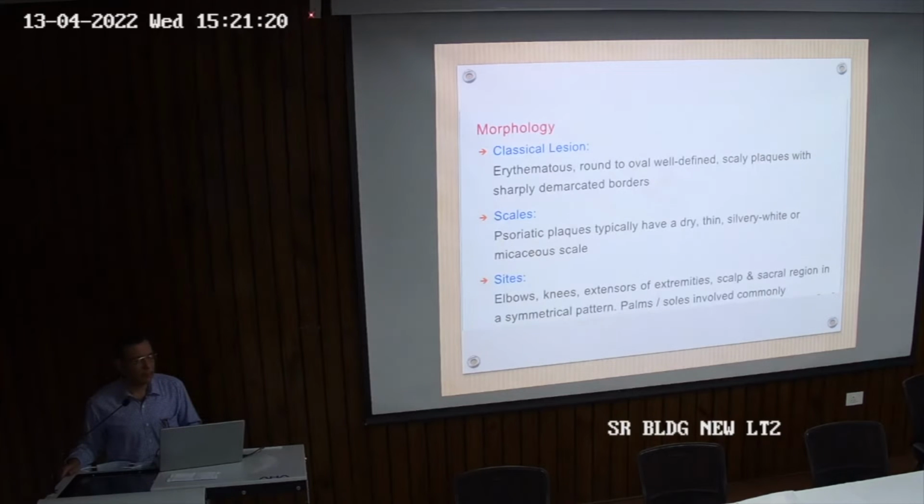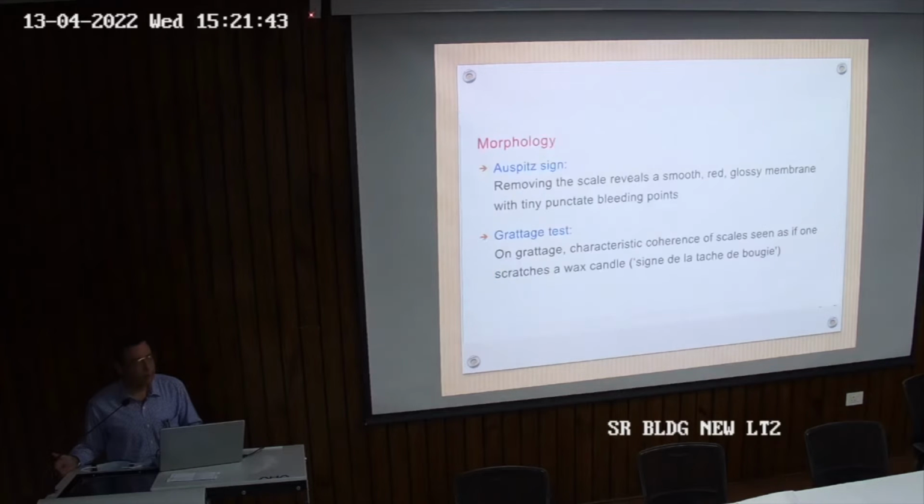Morphology of the lesion. The classical lesion is erythematous, as we already discussed, with round to oval scaly plaques with a sharply demarcated border. It is a well demarcated lesion. Scaly means silvery white scaling is there, which we also call micaceous scaling. The extensor sides are much more commonly involved: the elbows, knees, extensors, scalp, sacral area, palms and soles.